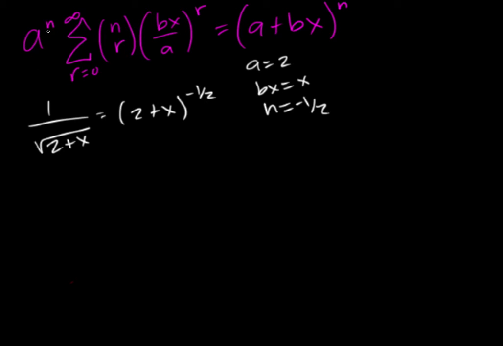So let's first just find this a to the n value. So a to the n is going to be 2 to the negative 1/2. That's our a to the n. Now we're going to go through each piece. They only want us to find the first 4. So we're going to look at r equals 0, 1, 2, and 3 to do that. So we'll plug that in. So n is always negative 1/2.